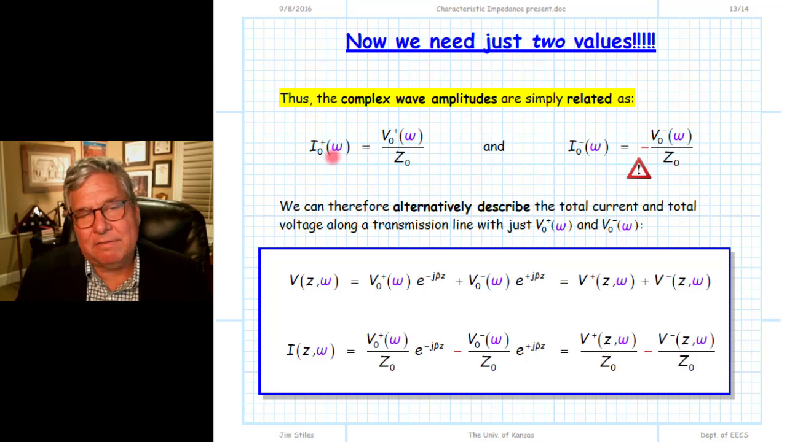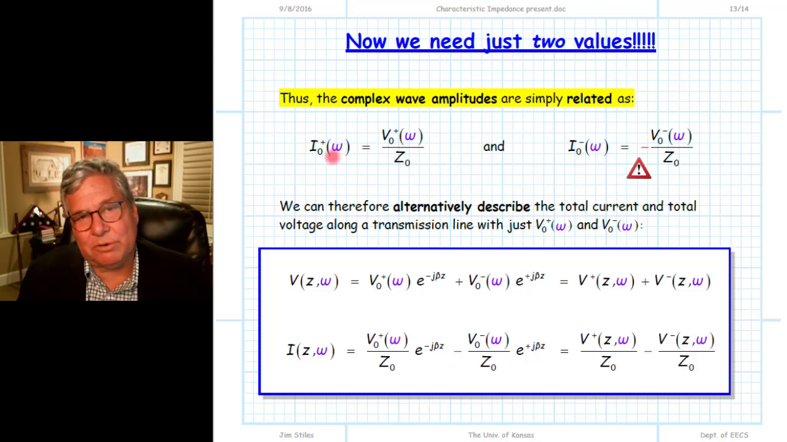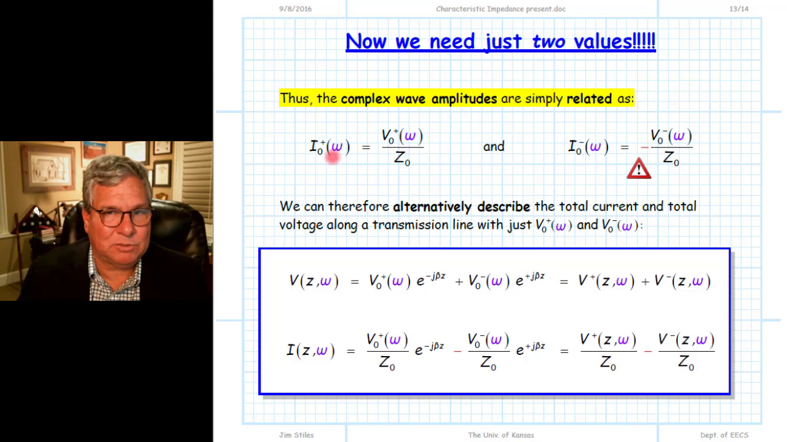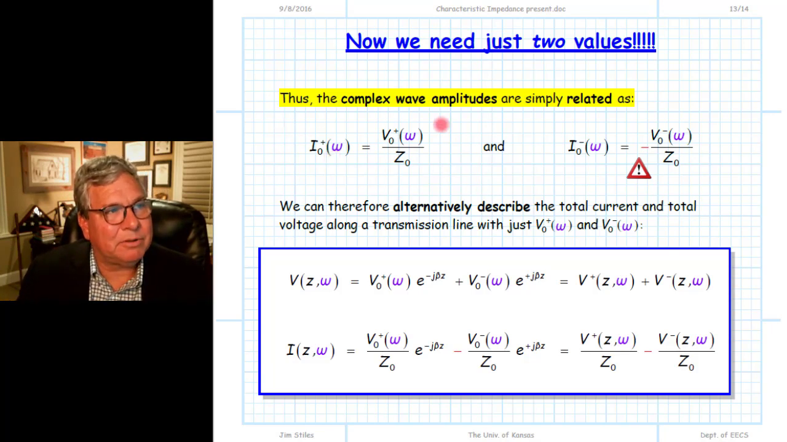Generally speaking, V0 plus and V0 minus, although we could also use I0 plus and I0 minus. The important thing is we need to find 1 plus complex wave amplitude and 1 minus complex wave amplitude, because once we find 1 positive complex wave amplitude, we can immediately determine the other. Likewise for the minus complex wave amplitudes.